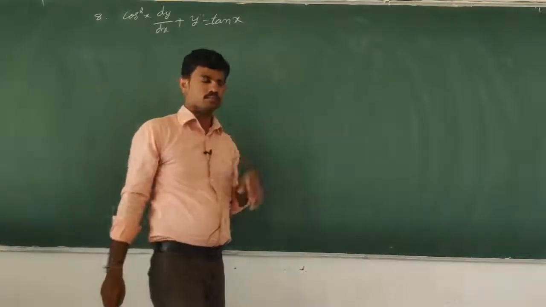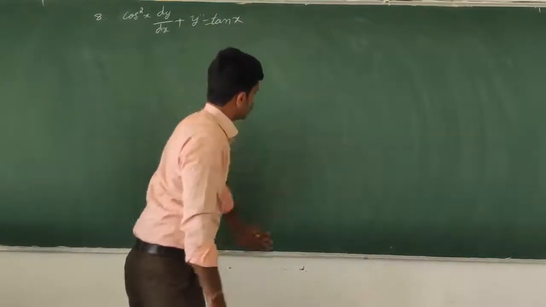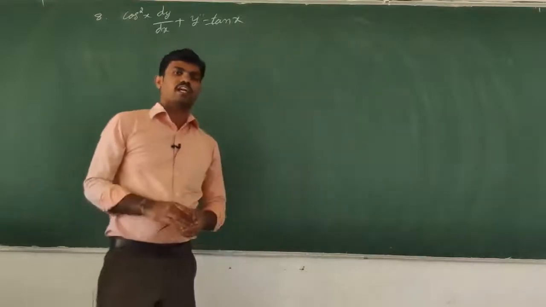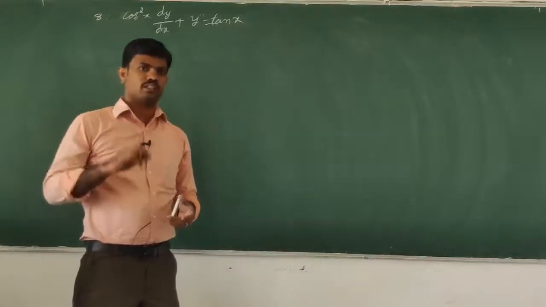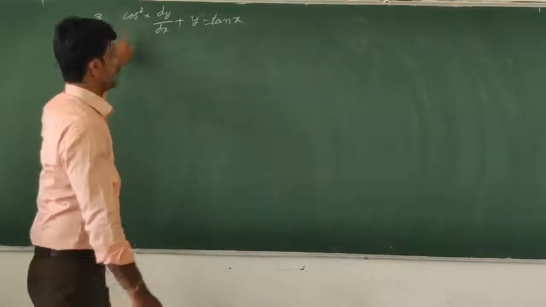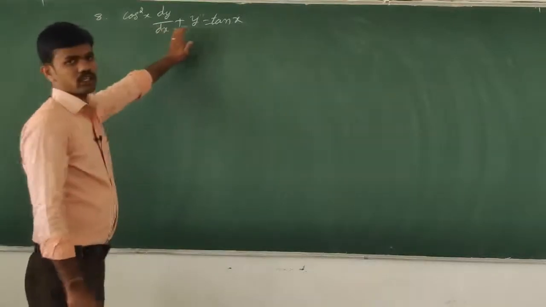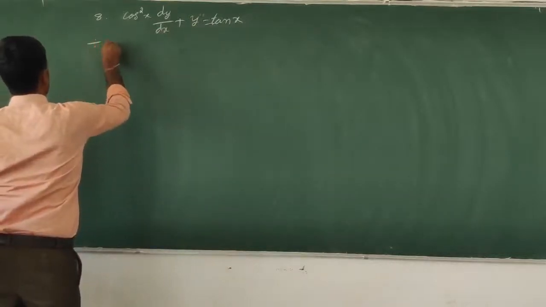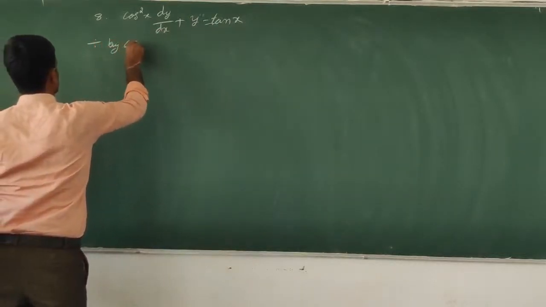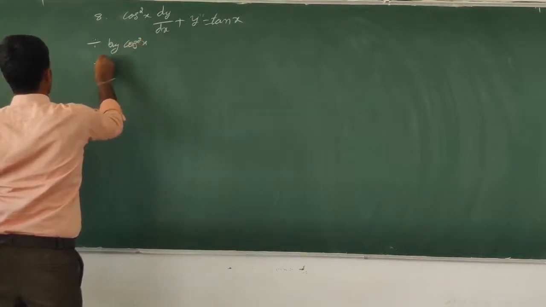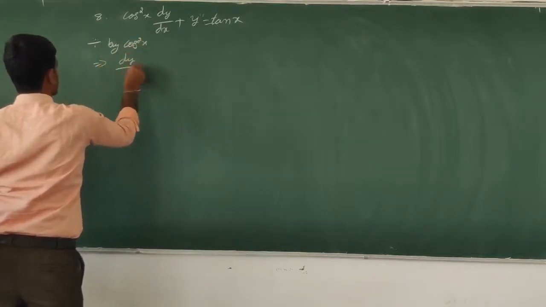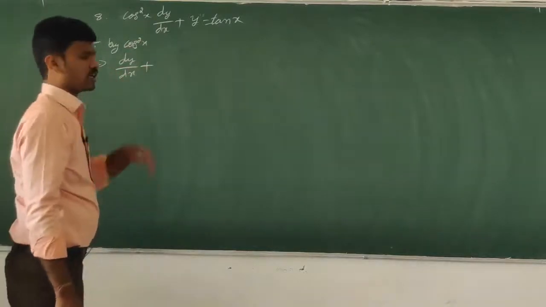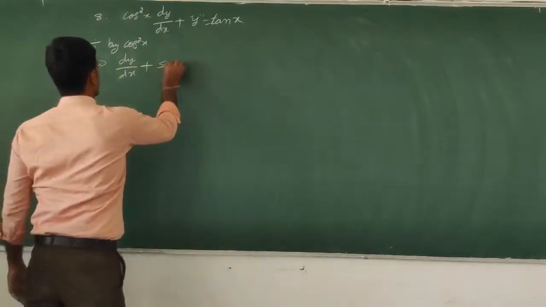This is the problem. Firstly, what is the coefficient of dy by dx? It is cos square x. But in standard form, what is the coefficient of dy by dx? It is 1. That's why we have to divide. First we have to divide the equation throughout by cos square x. Then we have dy by dx plus 1 by cos square x into y. 1 by cos square x is nothing but secant square x.